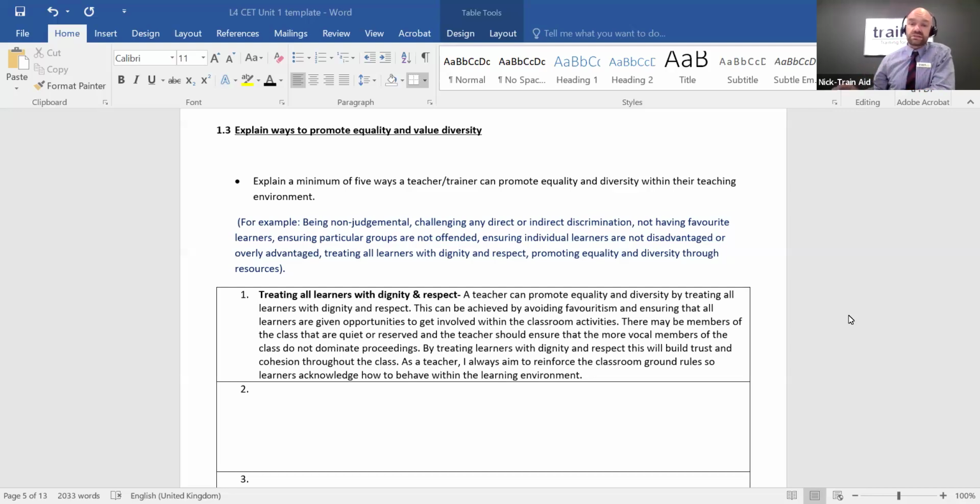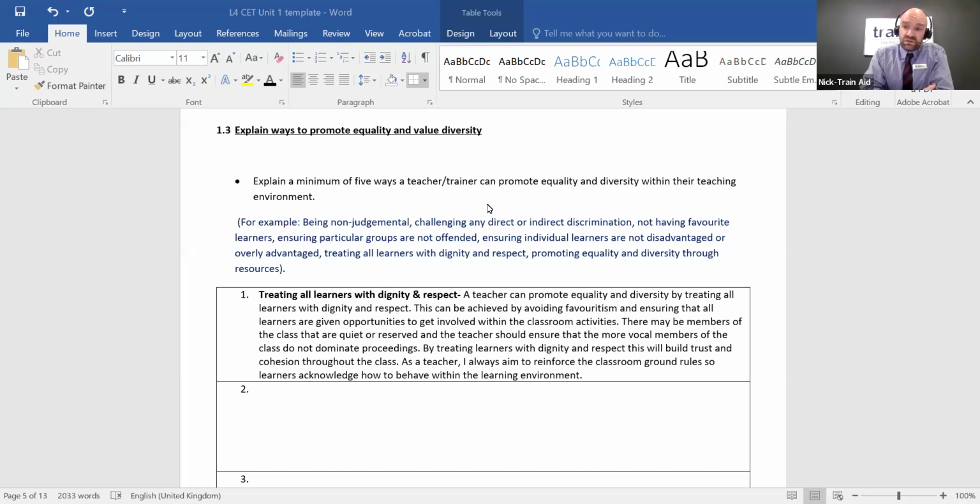So let's get straight into this question. We're looking at how you as a teacher can demonstrate that you can promote equality and value diversity within the teaching and learning environment. To answer the question fully, we just need to pick out 5 practical ways a teacher or trainer can promote equality and diversity within the teaching environment.